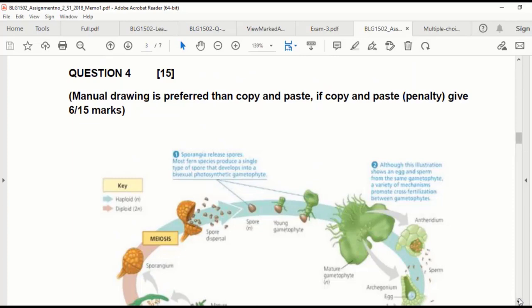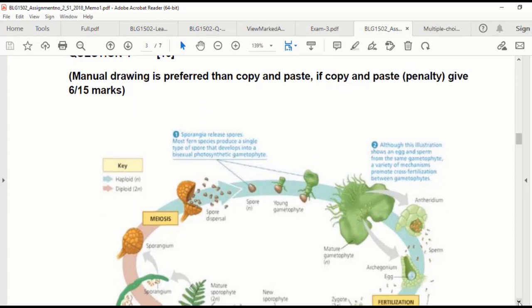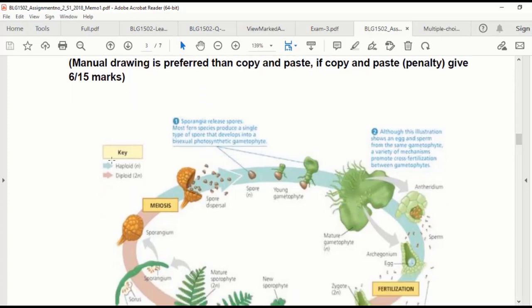So you're going to have to draw it in the context of this question, but the life cycle starts here. Here are the keys they're telling you about: the haploid, which is N, and the diploid, which is 2N. The life cycle starts here, where the sporangia release the spores of the fern. Most fern species produce a single type of spore that develops into a bisexual photosynthetic gametophyte, which is haploid, and these are the young gametophytes here.